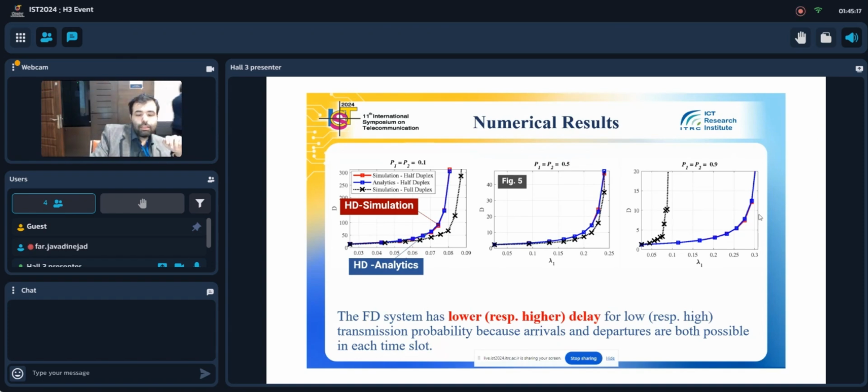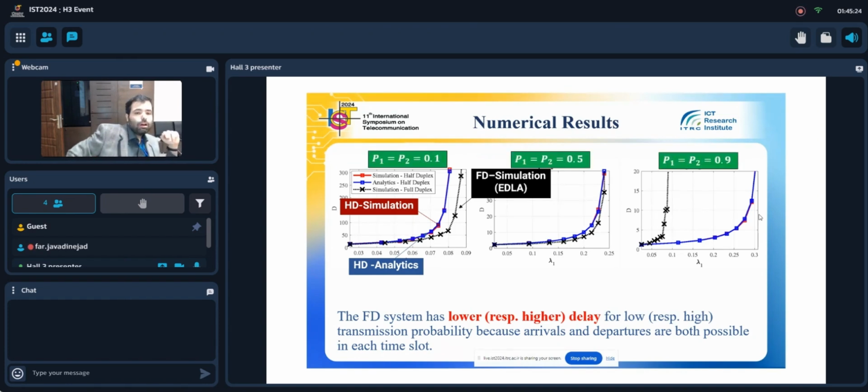And again, we brought a figure for the full duplex system, and here we see the same pattern. When the transmission probability is low, the delay for a full duplex system is lower than the half duplex system, because again, there are more transmissions in a full duplex system. But when we increase the transmission probability, we can see that the half duplex system now has lower delay. And this again is because of the inherent limitation of that system.